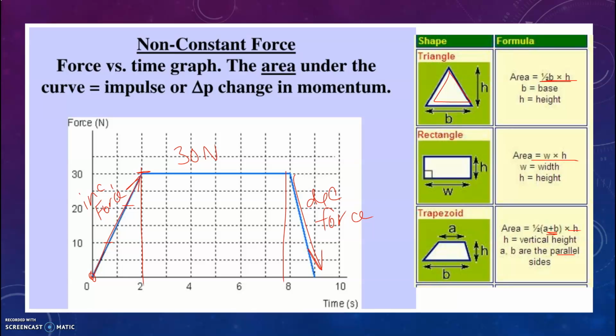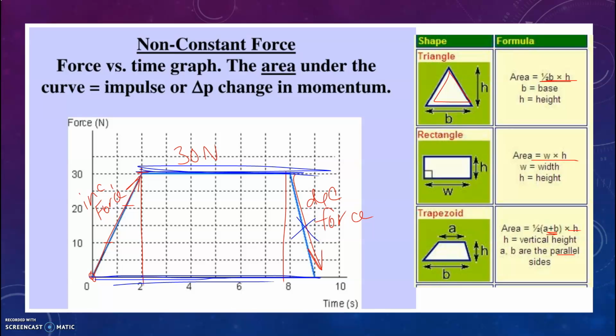So if we wanted to find the impulse acting on this object for the 9 seconds that a force is being applied, we can find the area of this trapezoid. For this trapezoid, it's important to identify the two parallel sides first because those are going to be your a and b, the two sides that you add. So one side would be this one. The other side would be this one. These are the only two parallel lines.